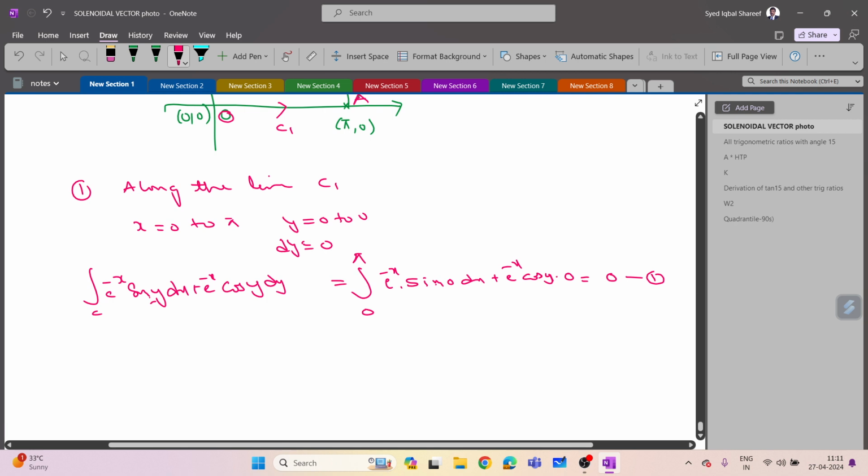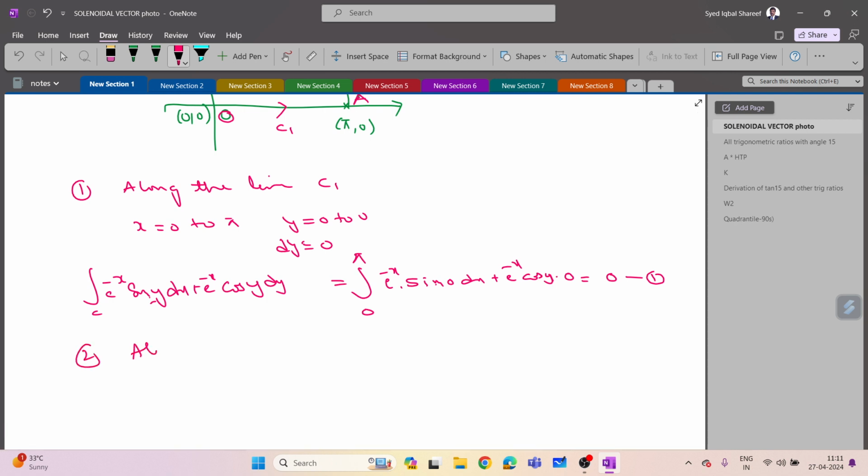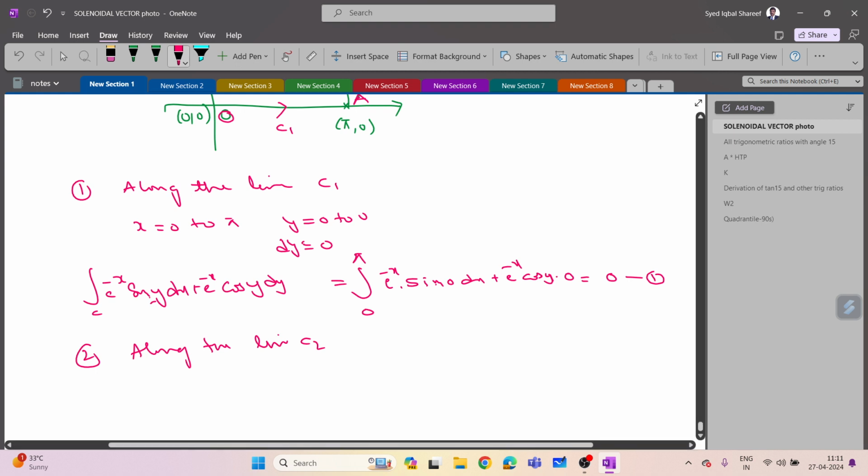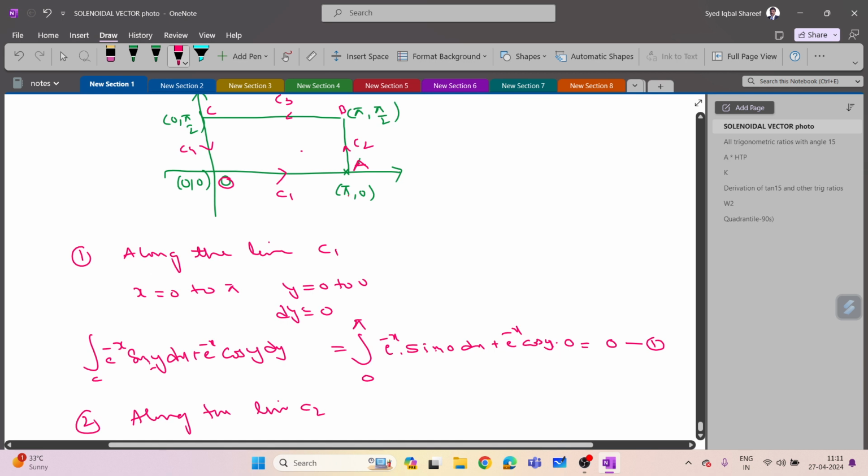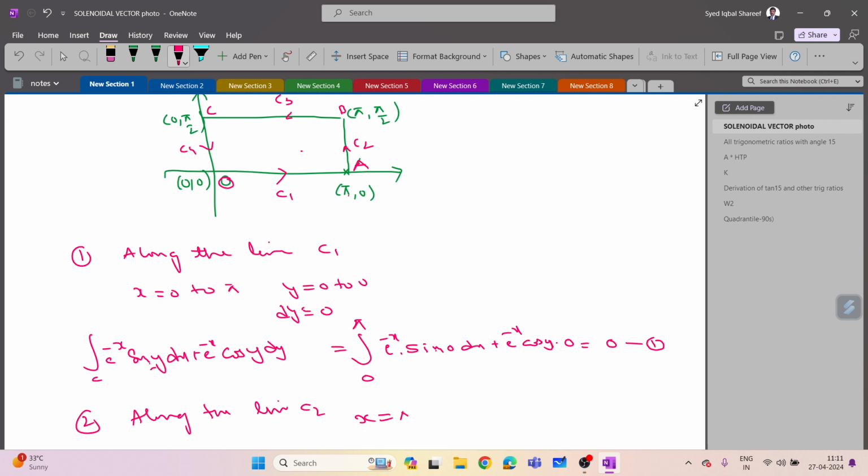Now let me write down here. Along the line C2, what is our x? X is from pi to pi. Pi to pi, that means there is no change. No change means it is a constant. Constant means derivative of constant is 0. That we want to say. There is no change in x, pi to pi. Therefore no change.